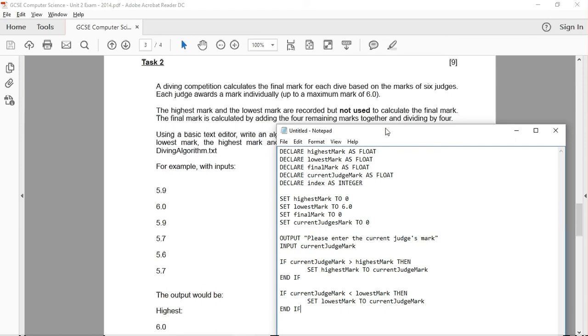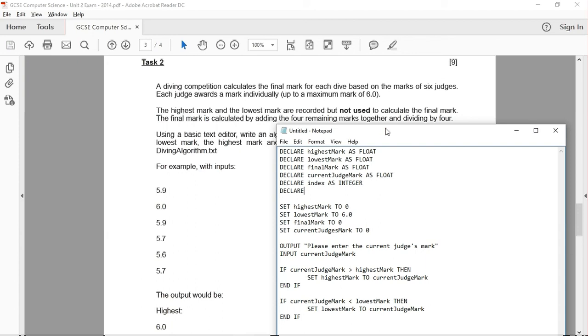I need also to do the total. I need a total. There we go, a running total. Declare running total as float. Okay. So let me move this up.